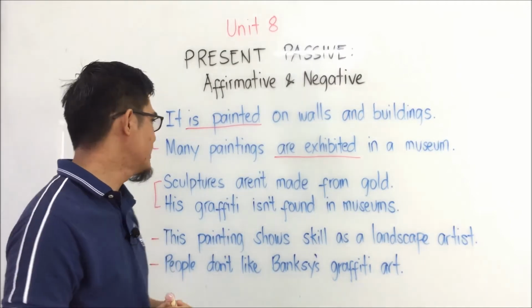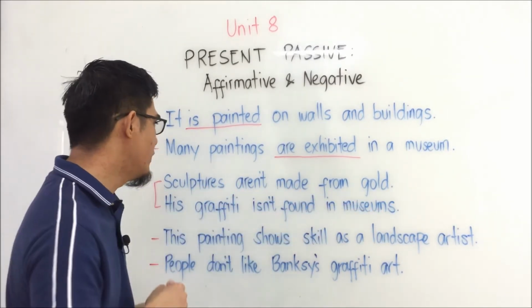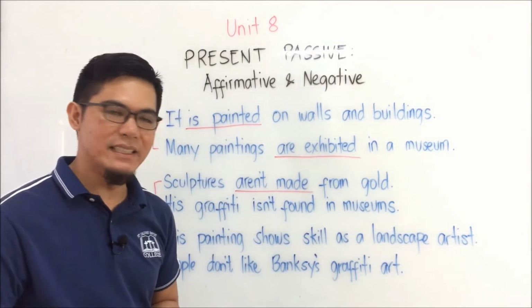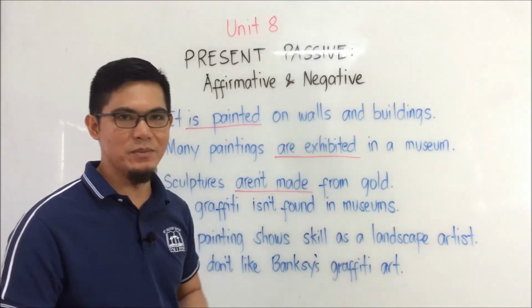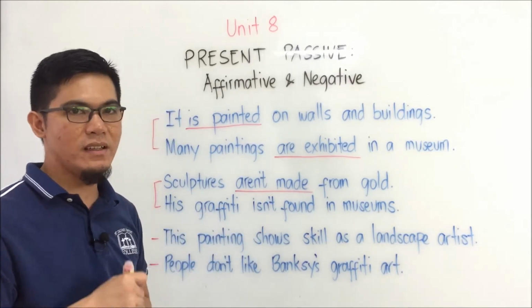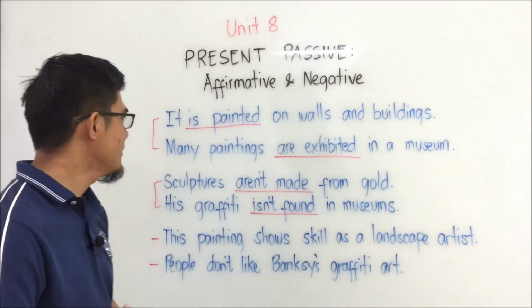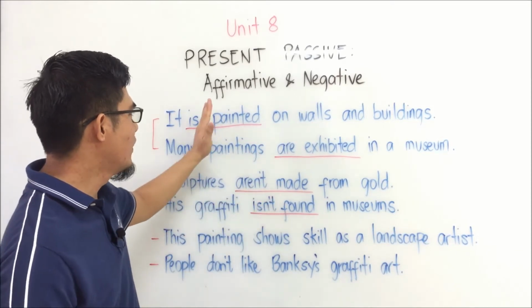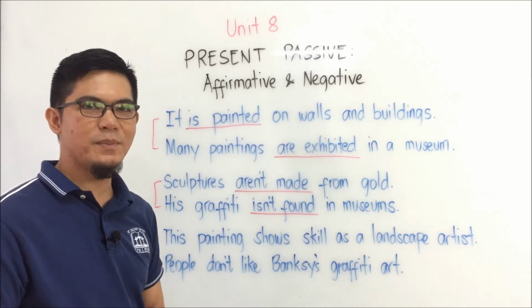Let's go to the next. Sculptures aren't made from gold. The verb is aren't made. Next, his graffiti isn't found in museums. The verb is isn't found. Is, isn't, are, aren't. All of the verbs are in past participle.